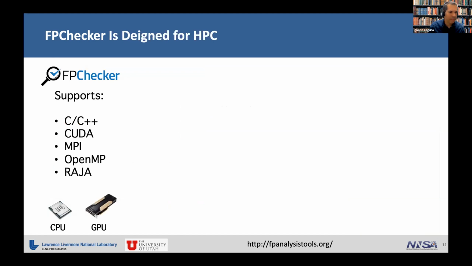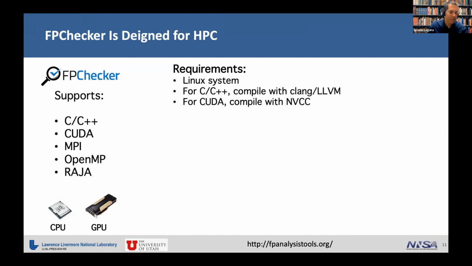The tool is designed for HPC. So we support most of the programming languages we use: C, C++, CUDA, MPI, OpenMP, Raja kernels. We can analyze code on the CPU. It's based on the clang LLVM tool for the CPU case, and for the GPU NVIDIA applications, we have a front end that also parses the kernel and instruments the code. So you have to compile with clang, right? So that's for C, C++ codes running on the CPU. You need to be able to compile with clang, and I'm going to show you an example later where we do that.